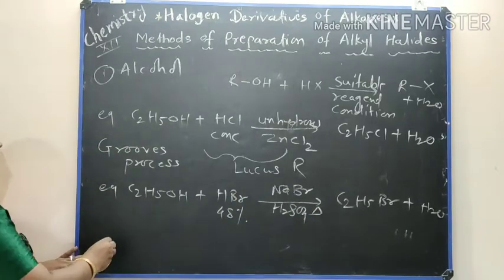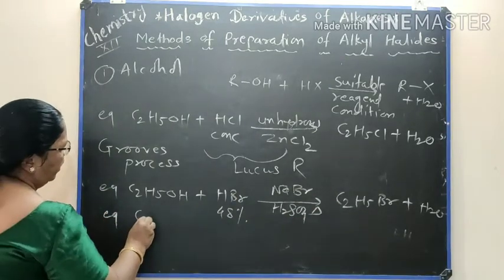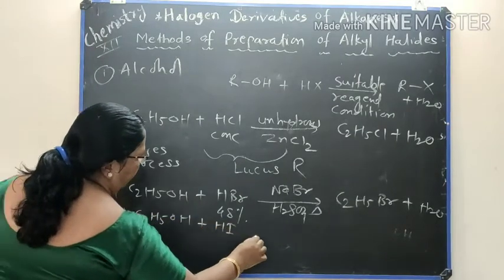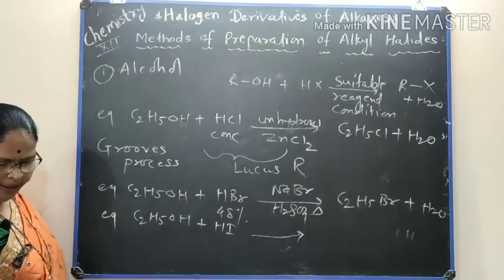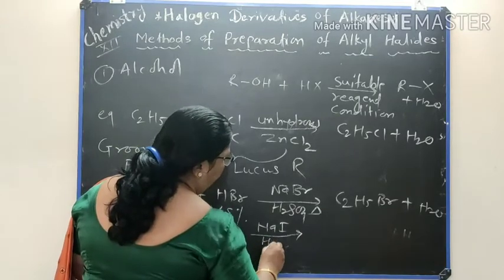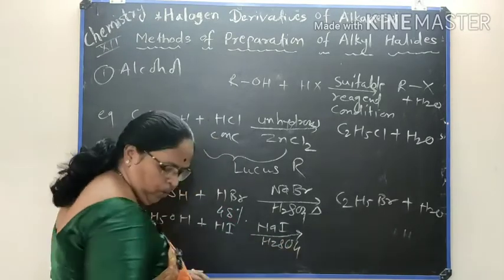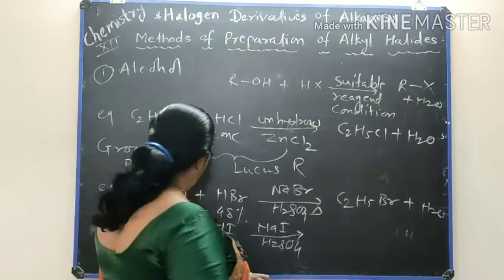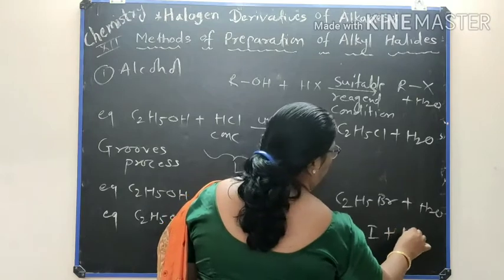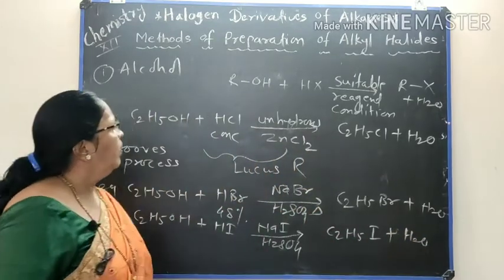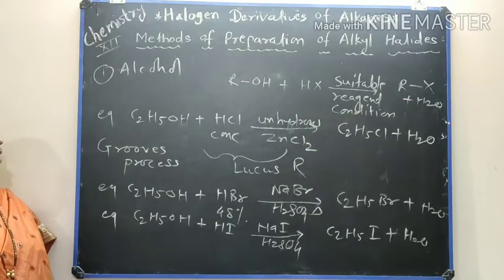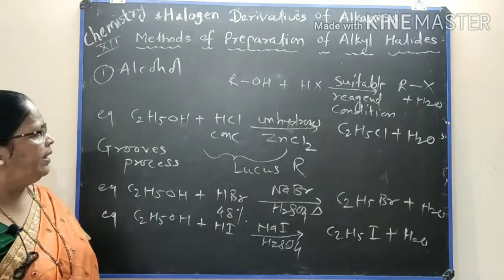Next method, that reaction, that is C2H5OH is treated with HI, hydriodic acid, in presence of sodium iodide and sulfuric acid H2SO4. Mostly it gives C2H5I plus water molecule.